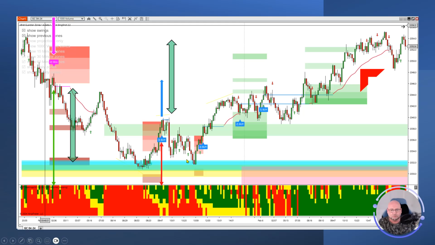Look what happens, comes back down again. We get a buy signal here. We've got no confirmation. We've got lots of fresh air. We're not going to take the trade.